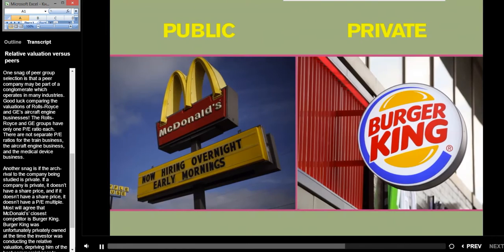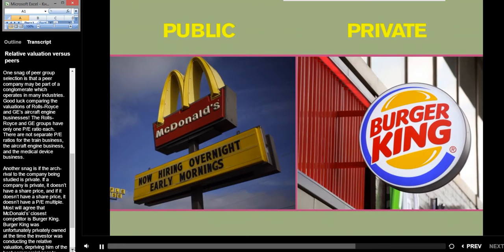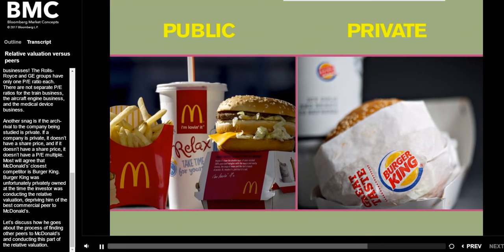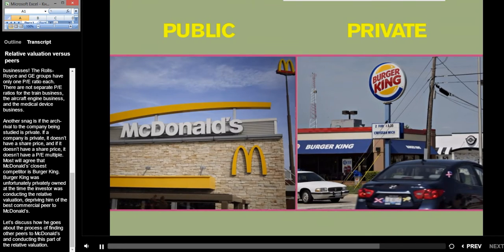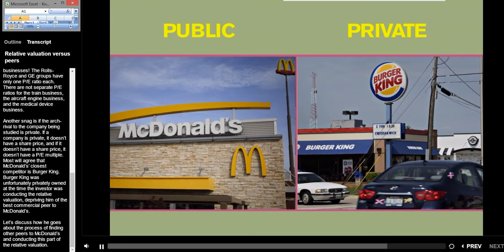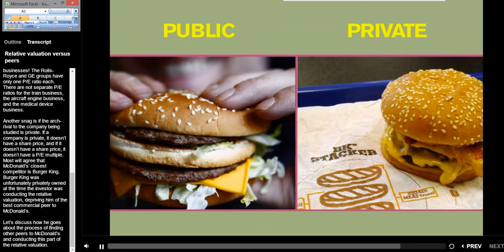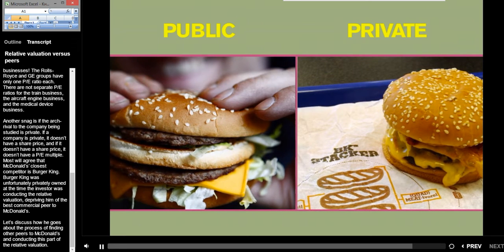Another snag is if the arch rival to the company being studied is private. If a company is private, it doesn't have a share price, and if it doesn't have a share price, it doesn't have a PE multiple. Most will agree that McDonald's closest competitor is Burger King. Burger King was unfortunately privately owned at the time the investor was conducting the relative valuation, depriving him of the best commercial peer to McDonald's.